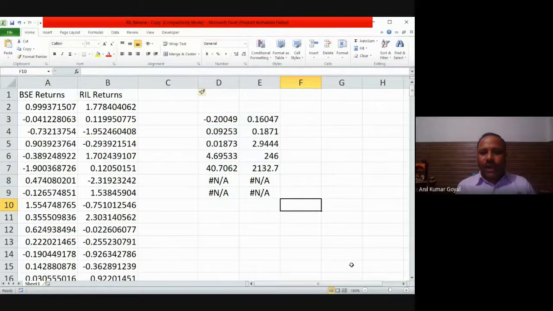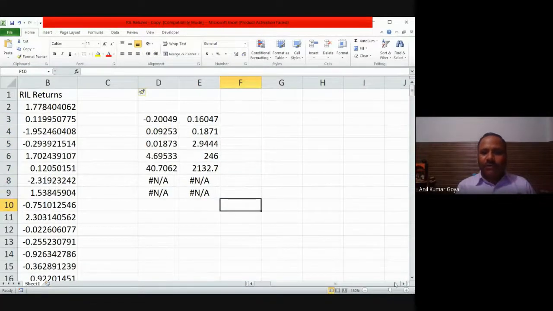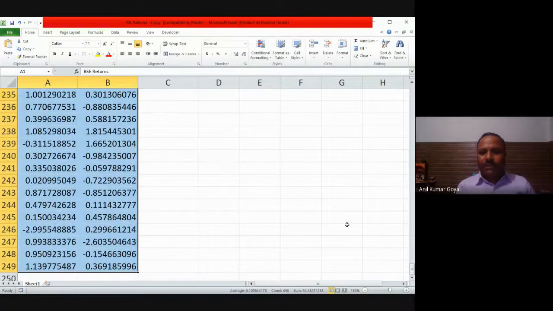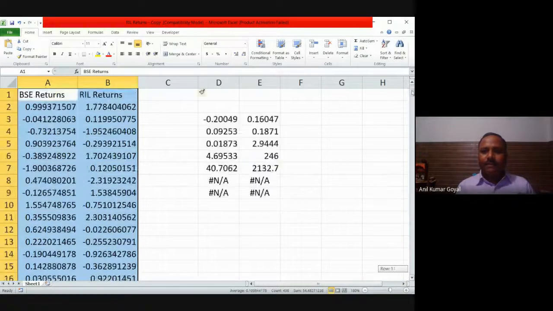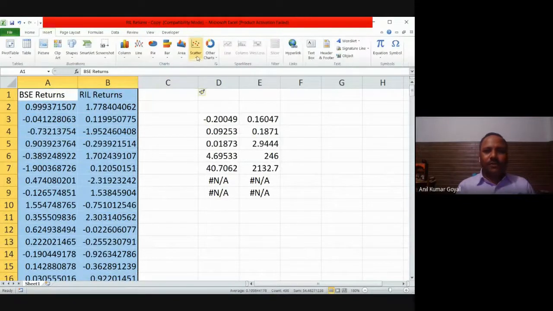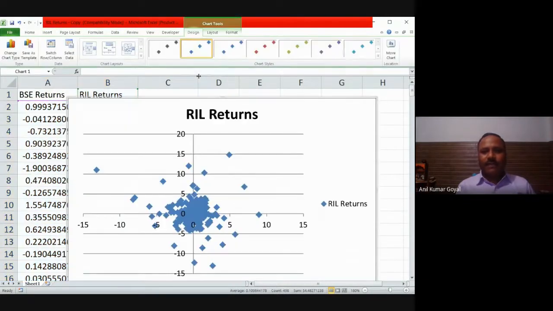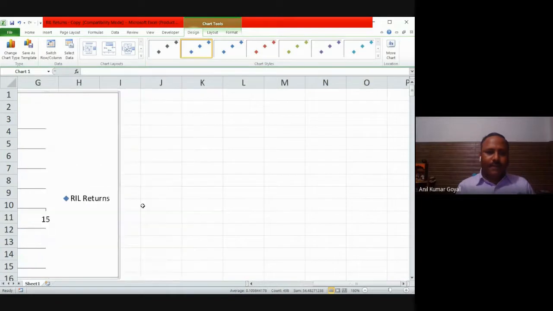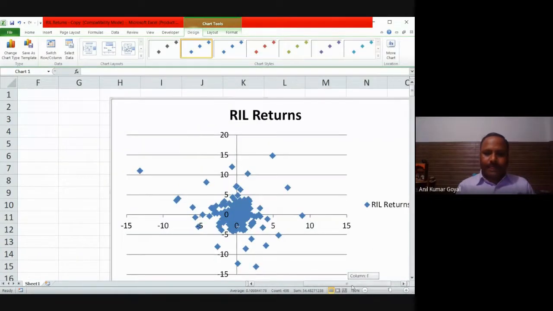So are you able to calculate? Yes or no? No? Okay. I will select all the values. Second method, the graphical method. I will select all the values, insert, and go to scatter diagram. This is a scatter diagram.